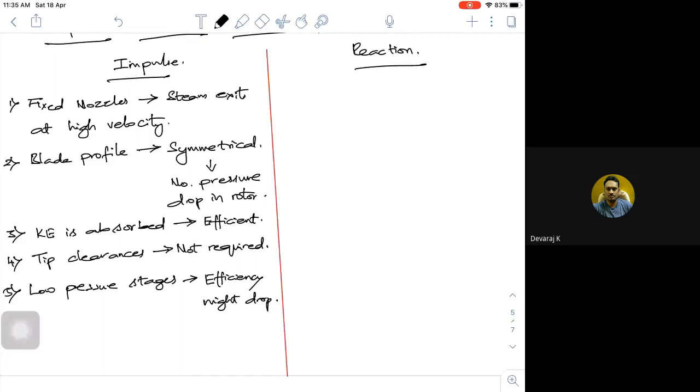If I come to the reaction turbine, here the steam accelerates in the nozzle formed by the rotor. So even though the steam enters at a given velocity, I don't need any fixed nozzle here. I don't need any stator, vanes are just sufficient. I don't need a nozzle. The second one is the blade profile.